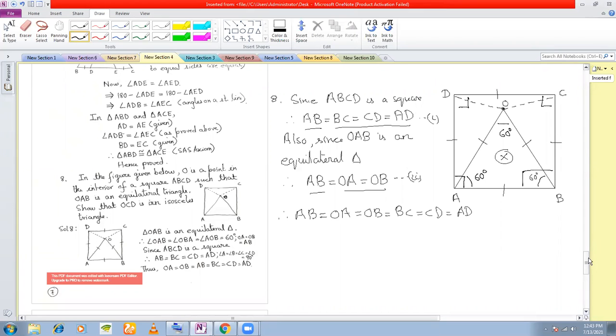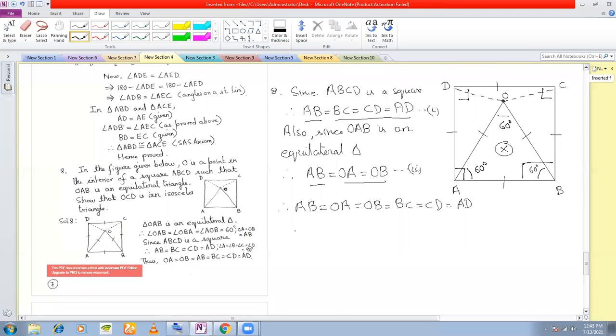No, sir. So let's write these first. Since OAB is an equilateral triangle, therefore we can write angle OAB is equal to angle OBA is equal to angle AOB is equal to 60 degree. Right? As I marked in the figure.